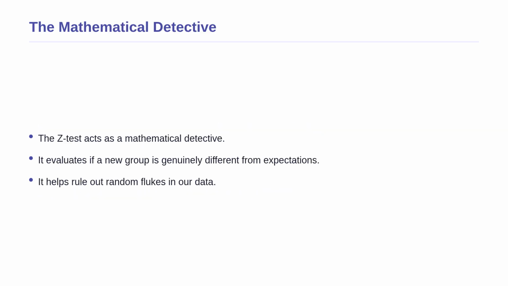Now that we see the problem, how do we solve it? This is where our mathematical detective steps in. The z-test is designed to help you answer this exact question. It tells you whether a new group of things is genuinely different from what you normally expect, or if the difference is just a random fluke. Instead of guessing, the z-test gives us a rigorous way to measure confidence, ensuring that when we see a change, we know whether to trust it or ignore it.